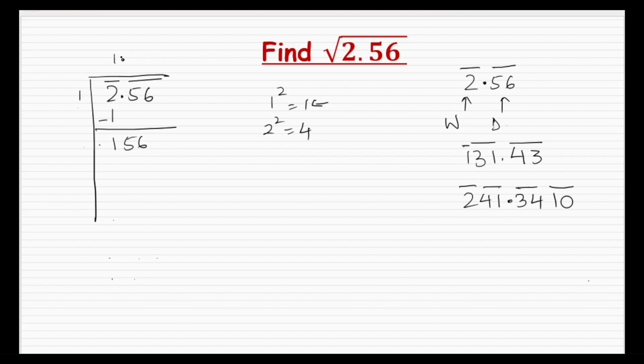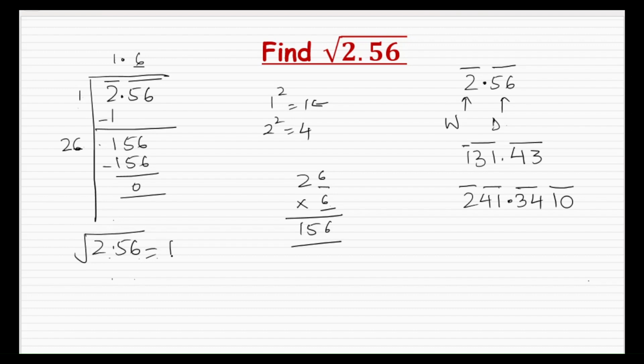Now double this, 1 plus 1, 2. Now put a blank over here, and a blank over here, because I need to fill this blank with some number so that my answer is less than 156 or exactly equal to 156. If I try with 6, 6 times 6 is 36, 6 times 2 is 12 plus 3 is 15. I got the same number. So 26 and over here 6. So my answer is 156. Subtract, remainder is 0. Since the remainder is 0, my division is completed. So the square root of 2.56 is 1.6, or 1 and 6 tenths.